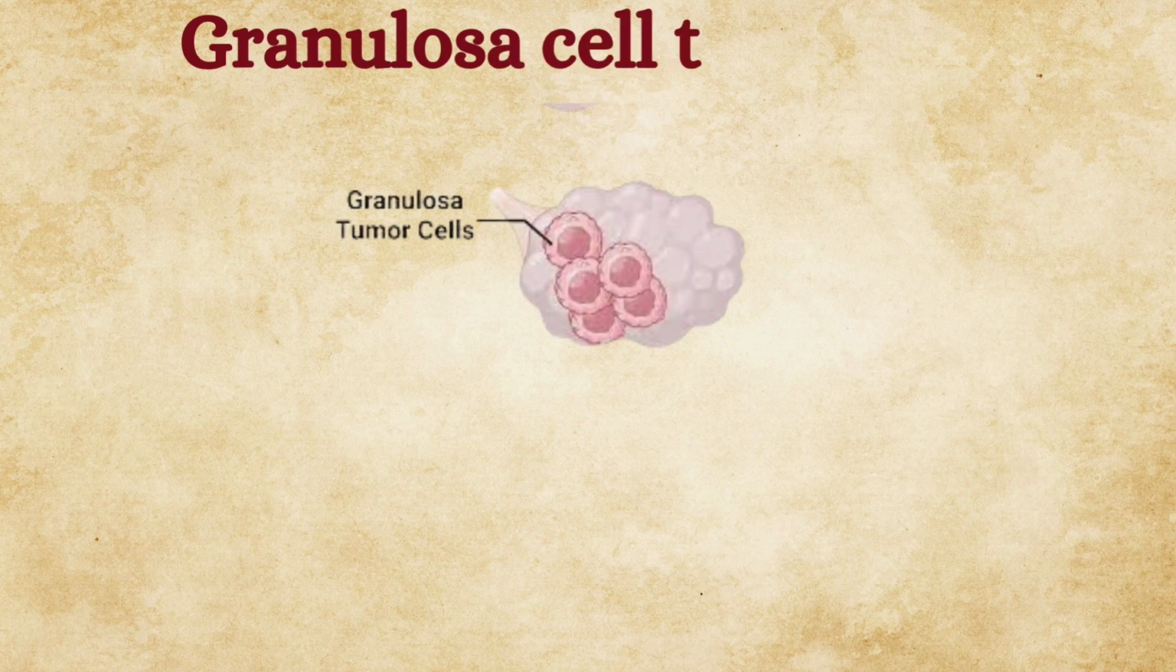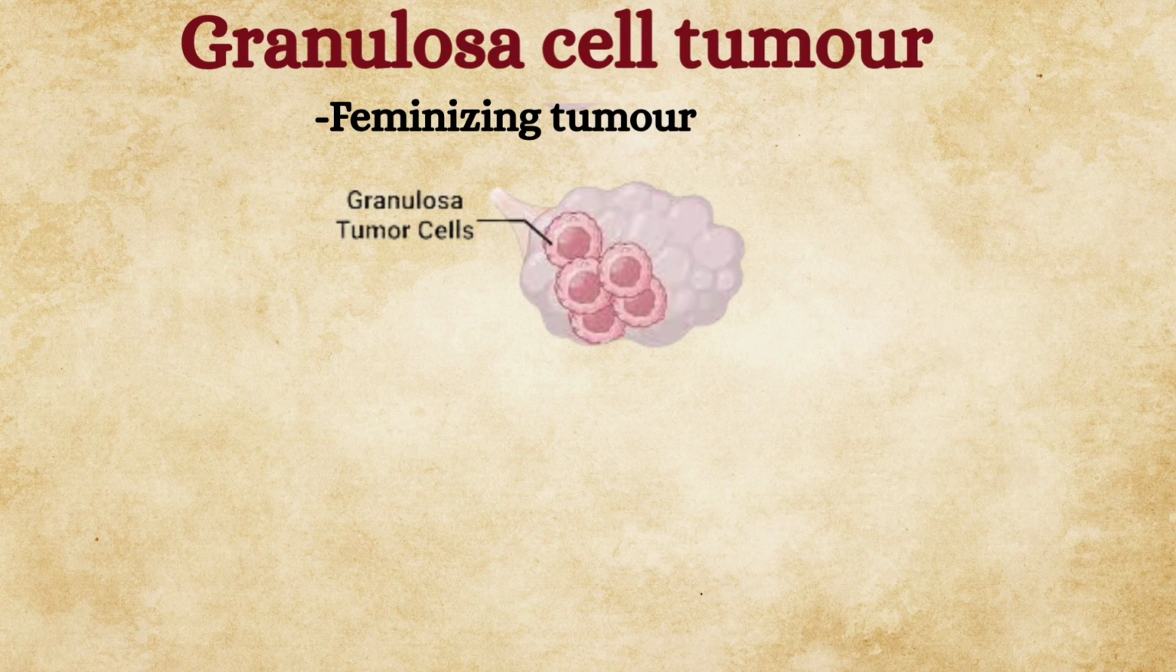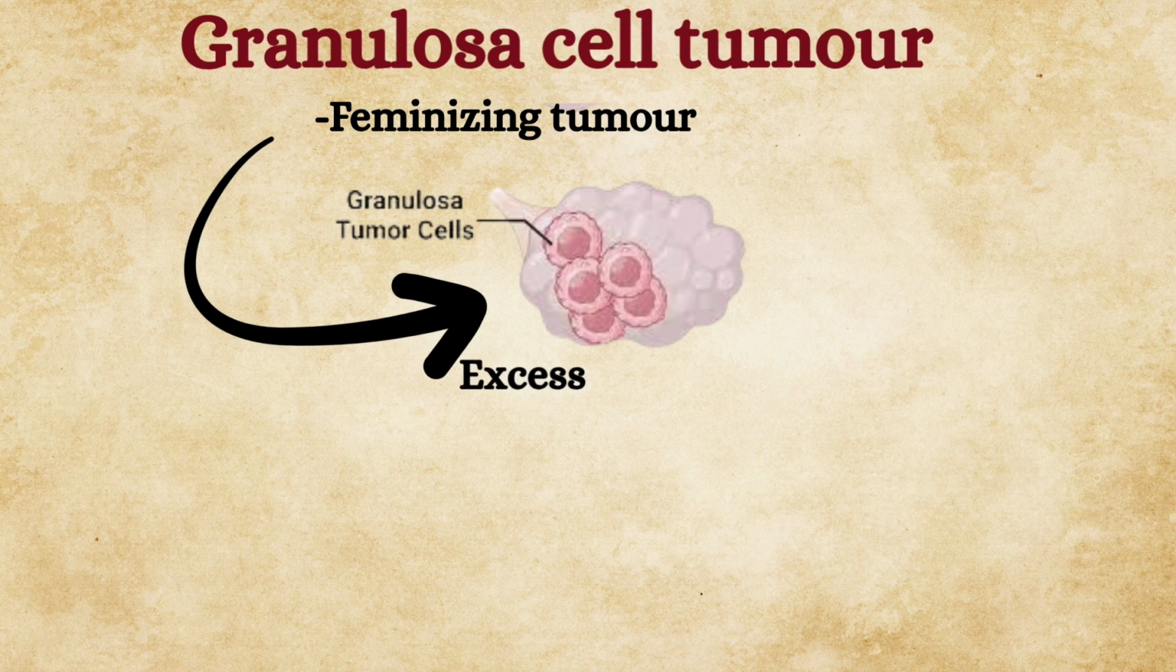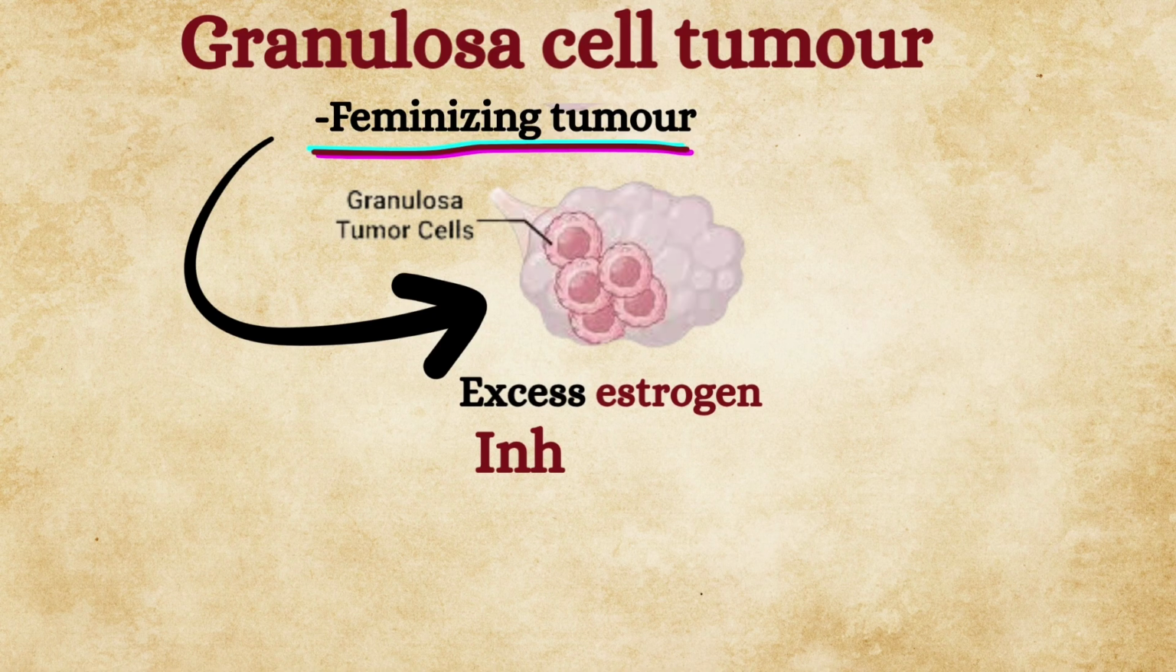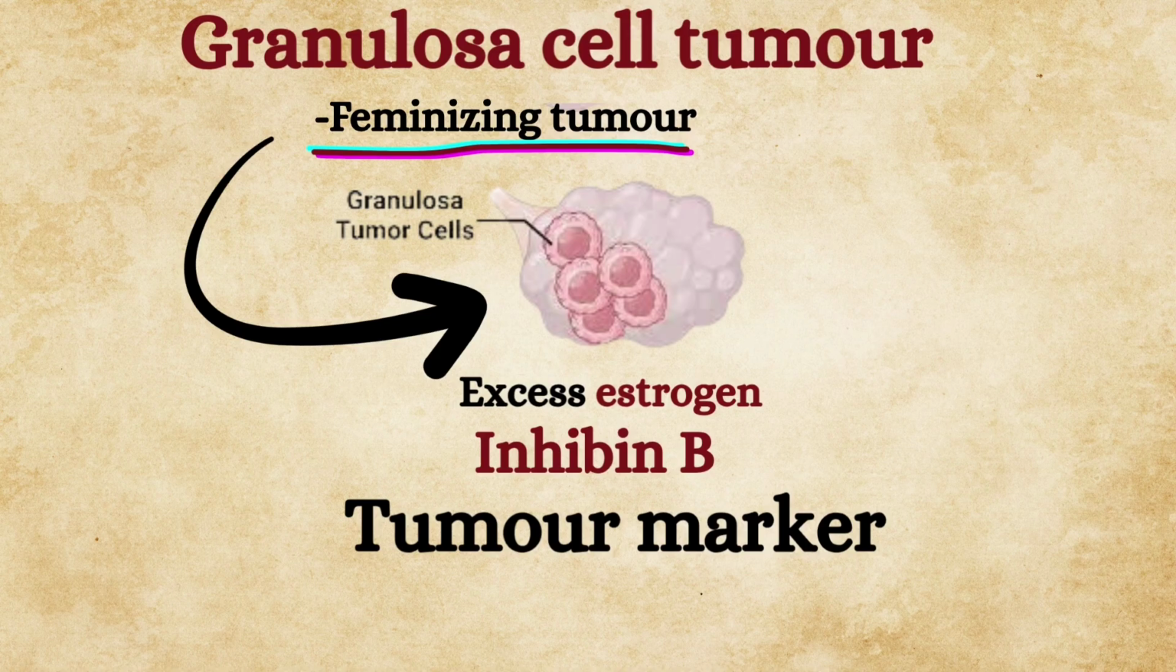Granulosa cell tumor of ovary. Feminizing tumor. A tumor of these granulosa cells produces excess estrogen, classifying it as a feminizing tumor. Inhibin B serves as a tumor marker, used to detect or monitor this specific type of tumor.